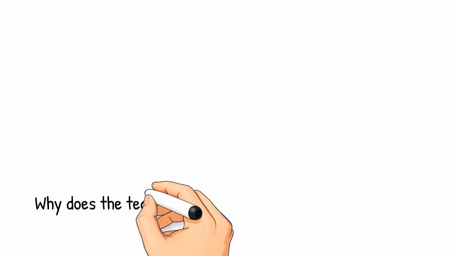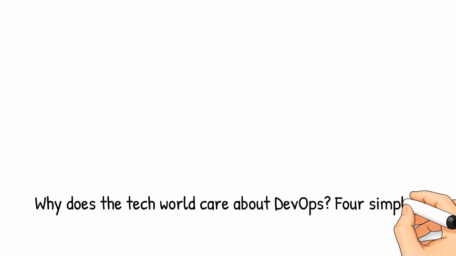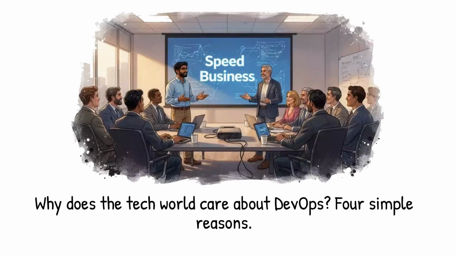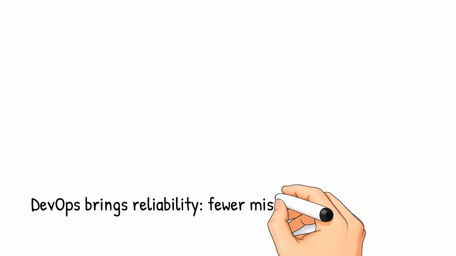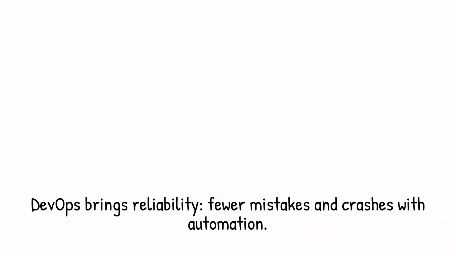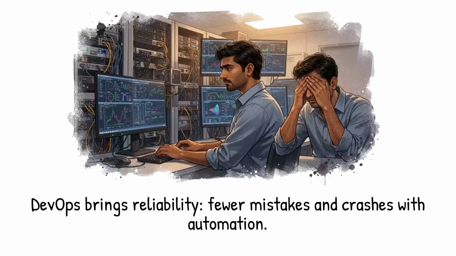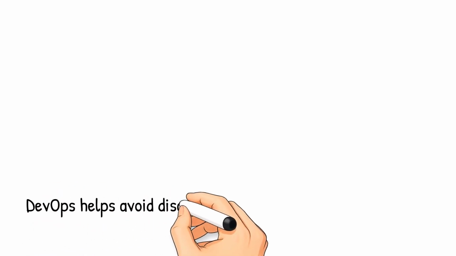So why does the whole tech world care so much about DevOps? 4 simple reasons. 1. Speed. Companies release new features in minutes instead of months. In business, faster wins. 2. Reliability. Because everything is automated and tested, there are fewer mistakes and fewer crashes. Humans get tired and forget steps. Machines don't.